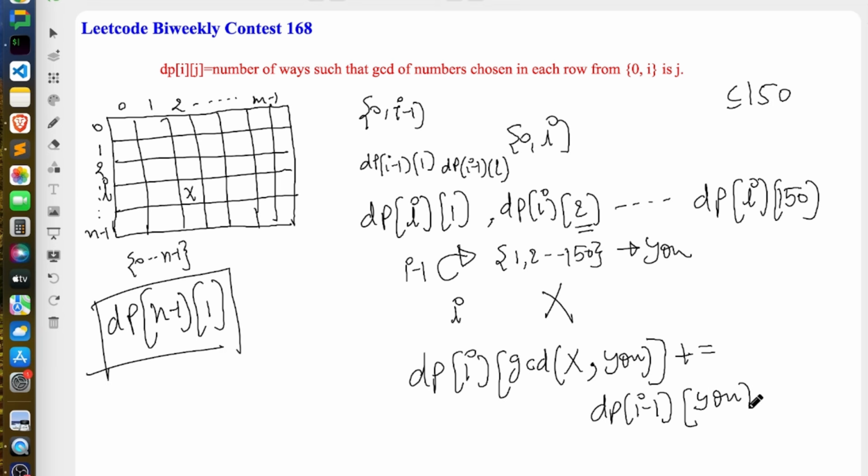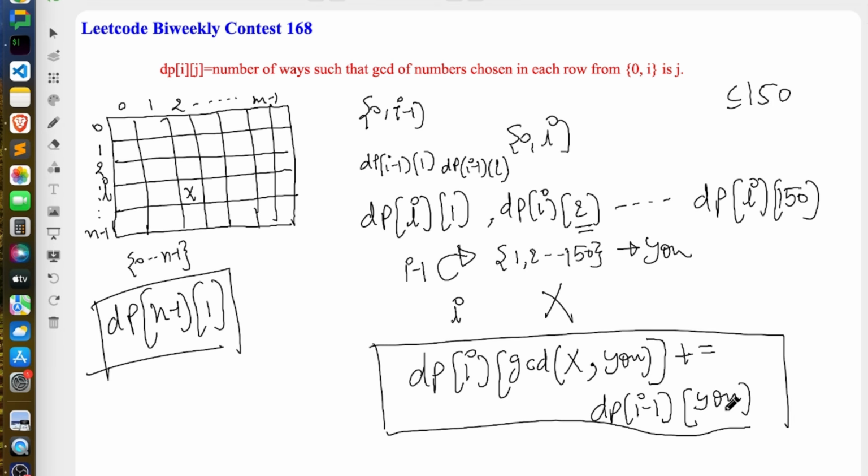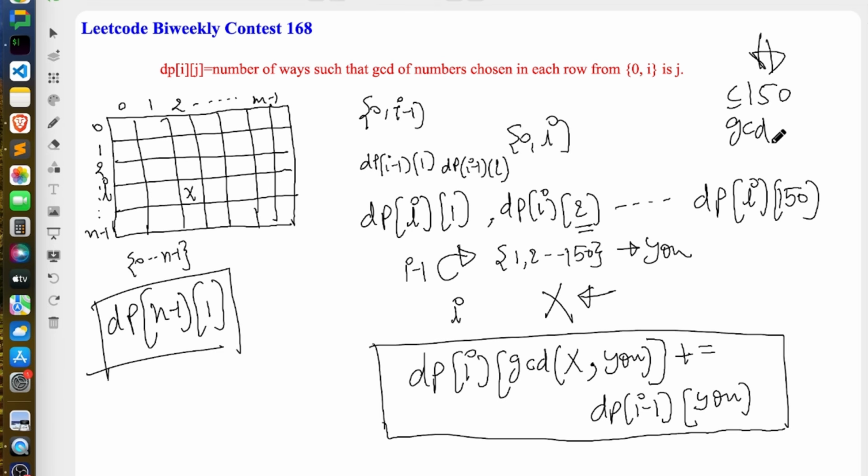I hope you understand this recurrence relation. This is the most important relation. If you understand this, you understand this whole complete problem. So your dp of i GCD of x comma u, because this is my current number and I'm going through each of the possibilities of numbers in the previous row, all the ways to get the GCD, right? Because we know that the number is up to 150, so the GCD will also be up to 150. I'll go through each possible GCD in the previous row.